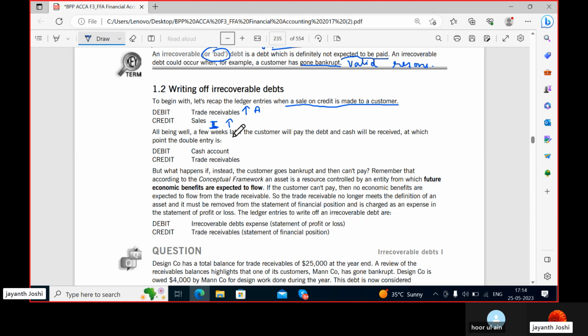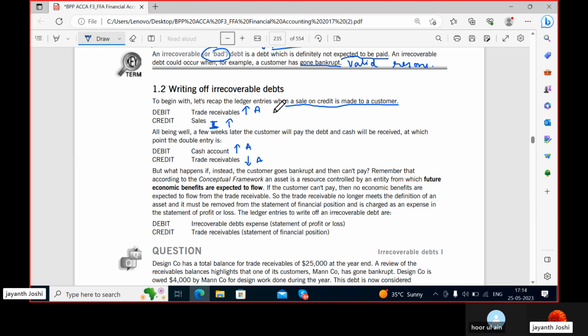Now, all being well, a few weeks later the customer makes the payment. In that case, we have to close this receivables account. So we will show it when payment is received. Here again, there is an increase in an asset, that is cash is increasing, and there is a decrease in an asset, that is the receivables account is decreasing.